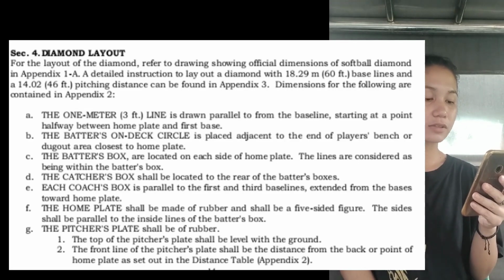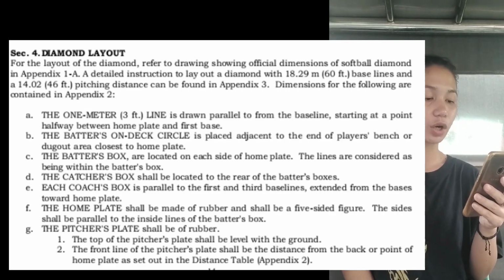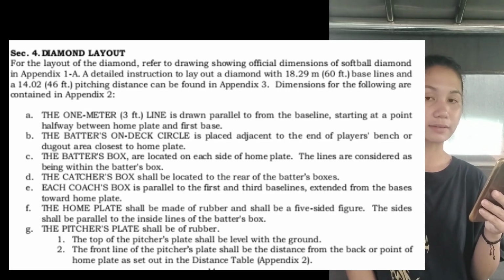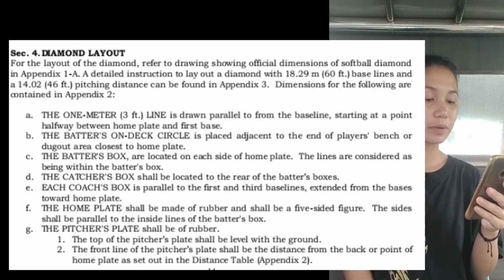B. The batter's on deck circle is placed adjacent to the end of the player's bench or dugout area closest to home plate. C. The batter's boxes are located on each side of home plate. The lines are considered as being within the batter's box. D. The catcher's box shall be located to the rear of the batter's boxes. E. Each coach's box is parallel to each third baseline extended from the bases toward home plate.